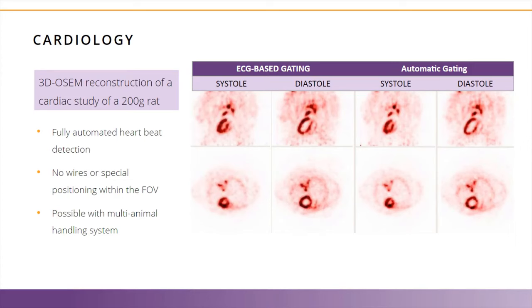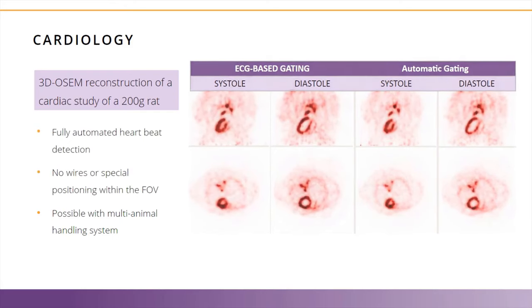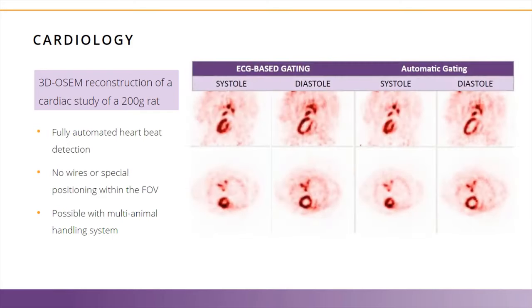A newer approach has been developed on the SuperArgus system, one that does not require an ECG signal to perform the gating. Here you can see an example on a rat where the gating technique is compared to the automatic gating without an ECG signal. The results are quite remarkable. This technique makes cardiac imaging much simpler to set up and can also be used with the multi-animal handling system.